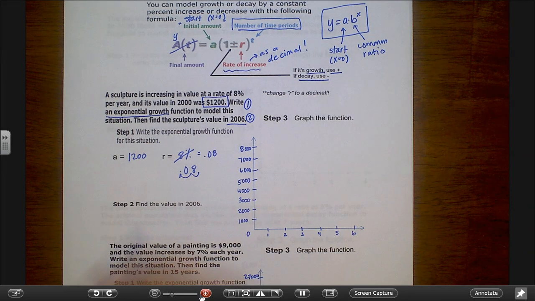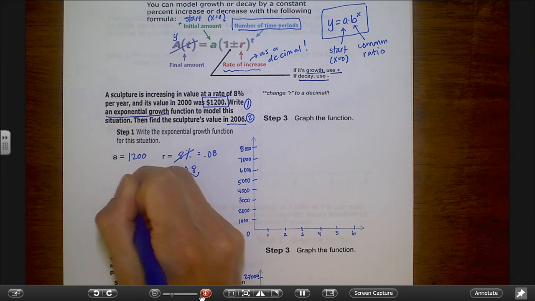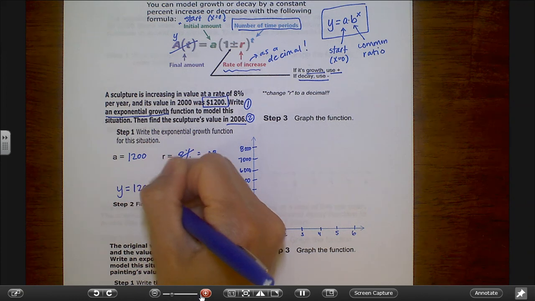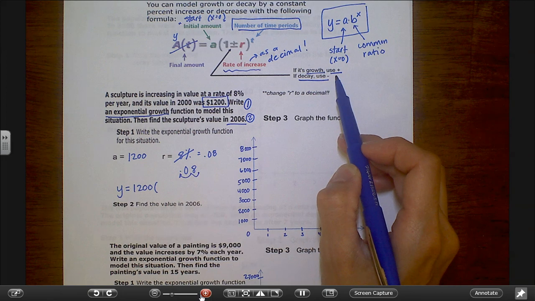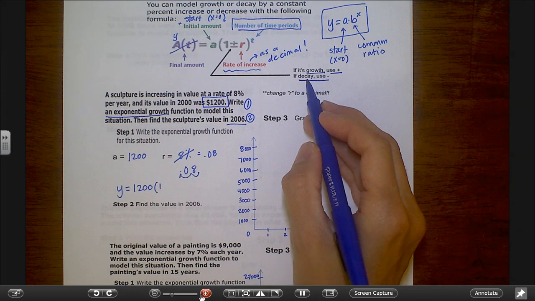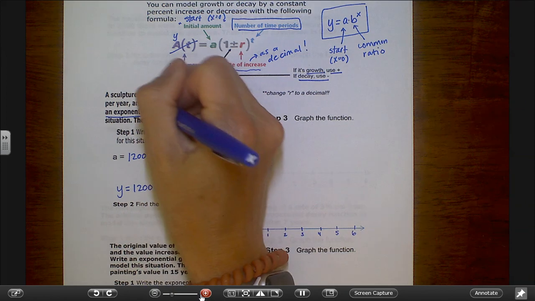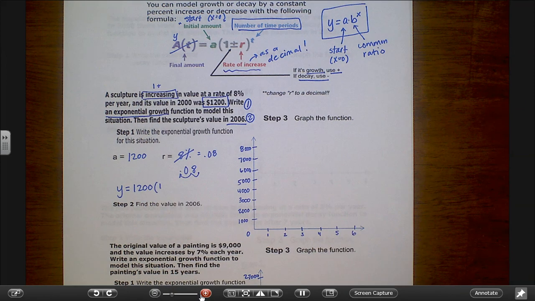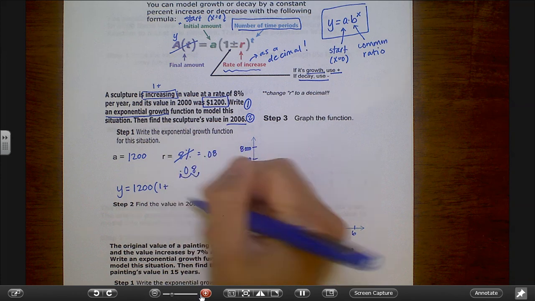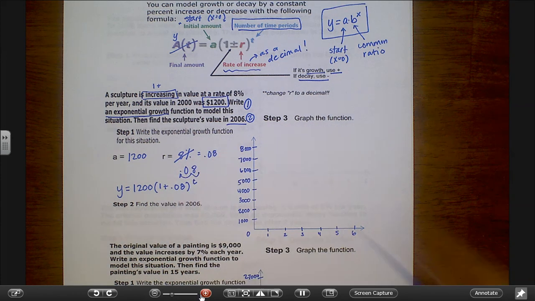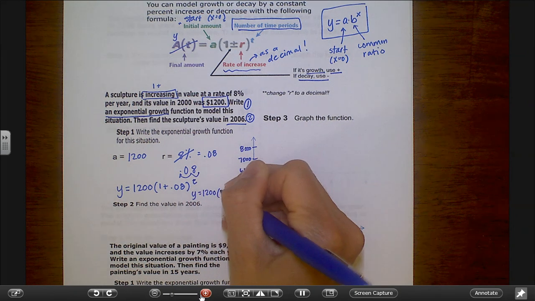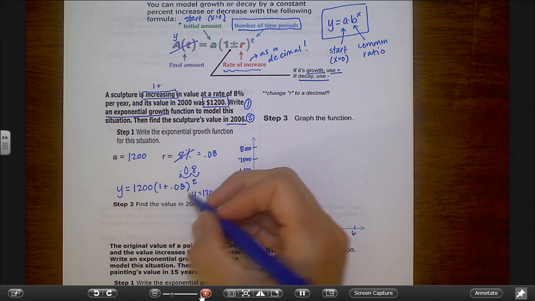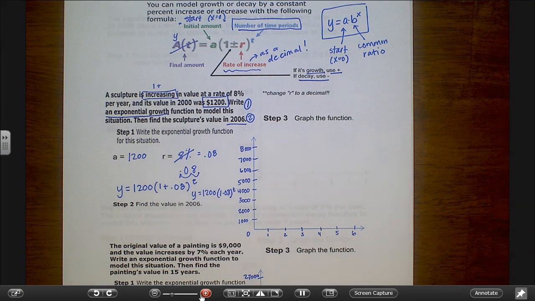So your function is y equals 1,200 times, and I have to figure out whether I'm going to use plus or minus. Remember, if it's growing, I use plus, so I have 1. And then if it's decay, I use minus. Well, this is increasing in value, so it's going to be a 1 plus. So 1,200 times 1 plus 0.08 to the t. You can write that, or you can write 1,200 times 1.08 to the t. So just add the actual 1 and the 0.08. Then I'm going to find the value in 2006.